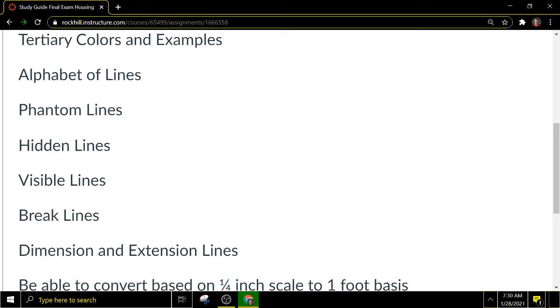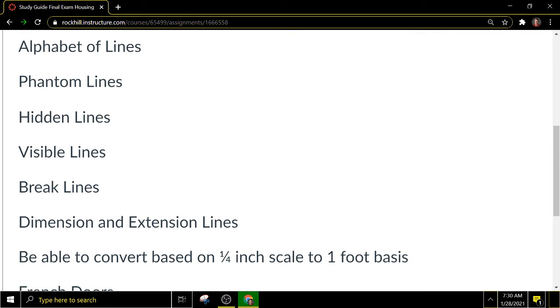So first you have phantom lines. Phantom lines are used to show movement. That's a big key there. Hidden lines are the little dashed lines that show the look and make of an object, but we cannot see it if we look directly at it. But we're able to see what the object would look like even if we could not see it from the picture. Next, you have visible lines, which are very bold. They're bolded lines and they represent what we can see.